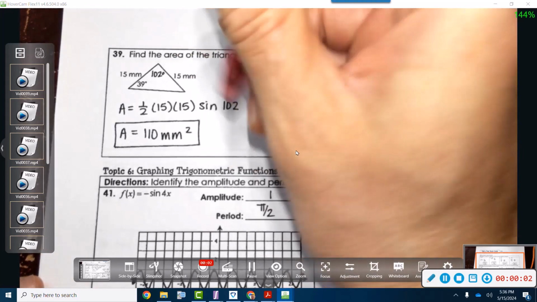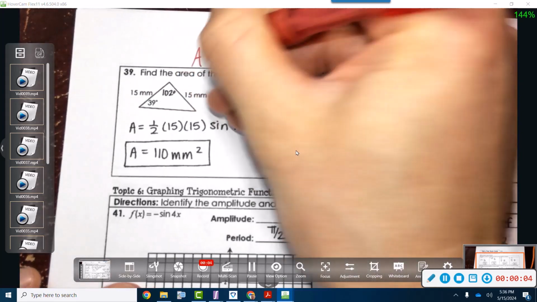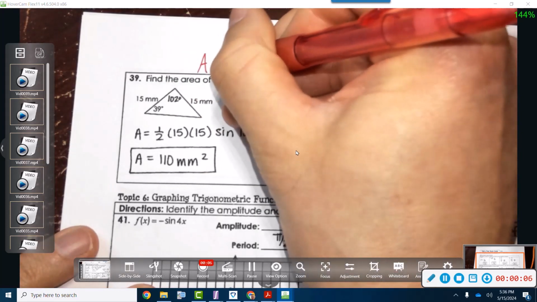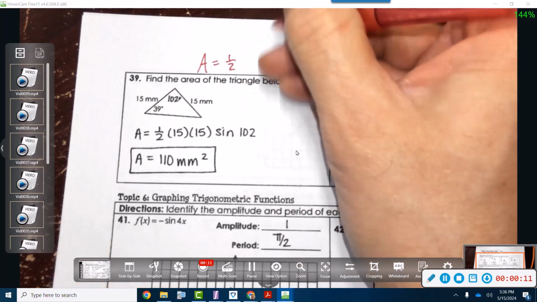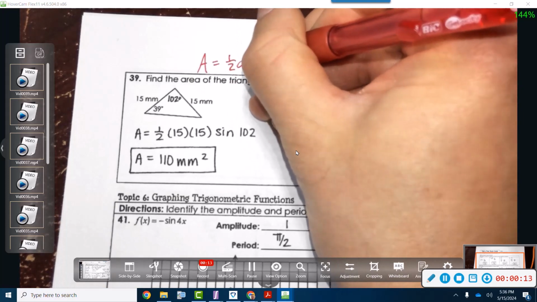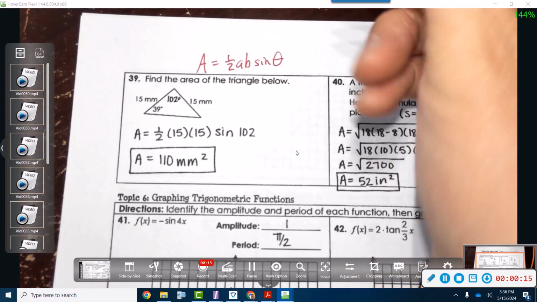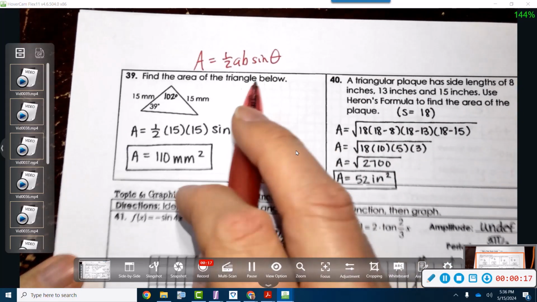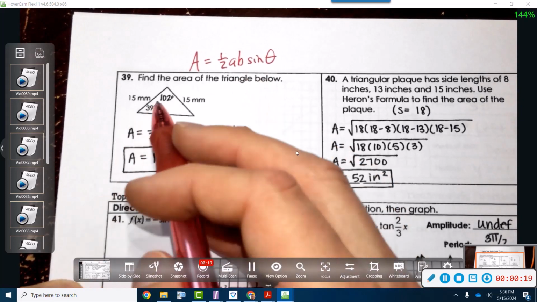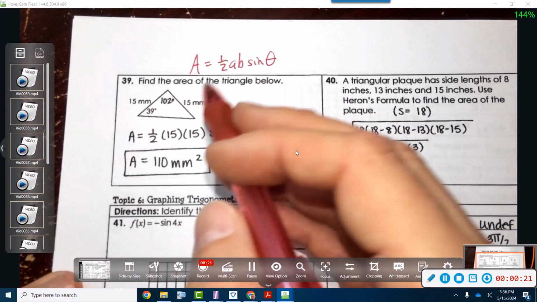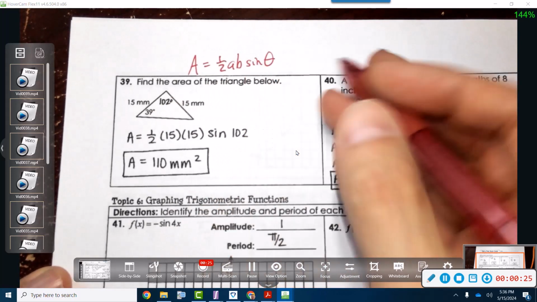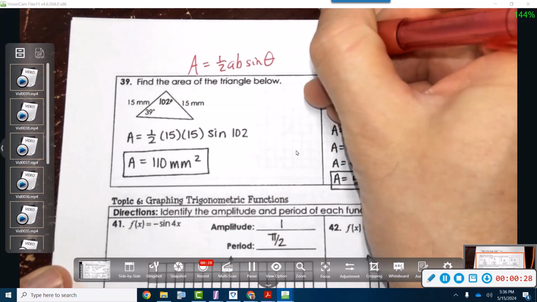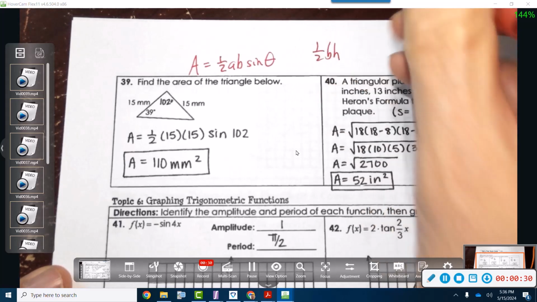39, and here's our formula: one-half AB sine theta. That's it. Now what that allows you to do is, this is when you don't know the height, because remember, the formula of a triangle is half times base times height.